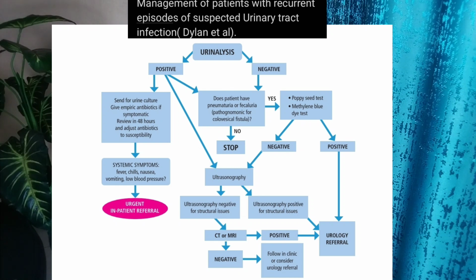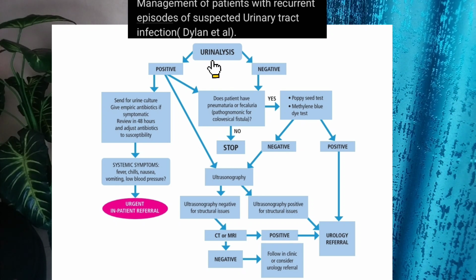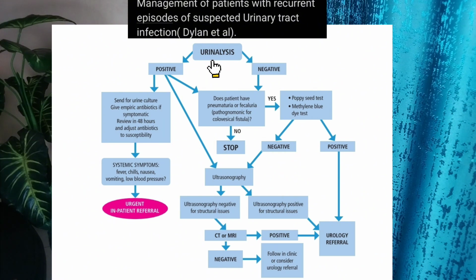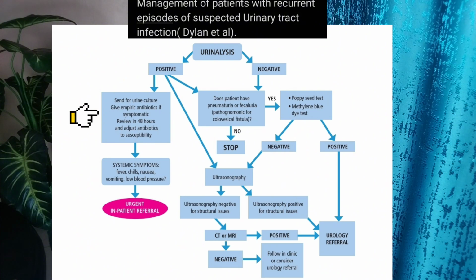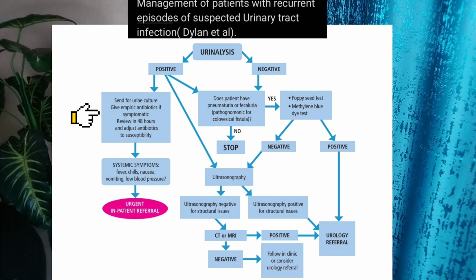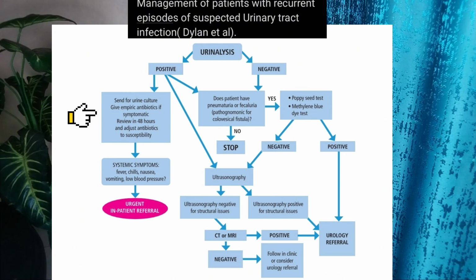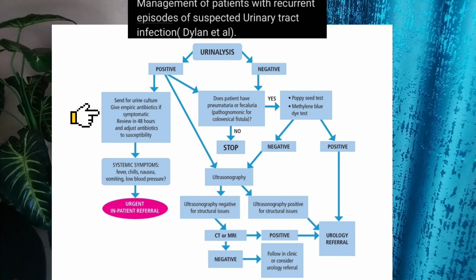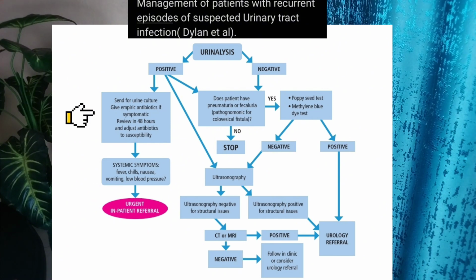For patients that fall into category 2, that is, they present with recurrent features of urinary tract infections, we also start by doing a urinalysis. And if the urinalysis is positive, we can send a sample of urine for culture and sensitivity. Then the patient can be given the conventional empirical antibiotics that are known to cure UTIs. And after about 48 hours, when the results of the culture and sensitivity have come back, we can switch to the medications that have shown to kill the bacteria as per the results of the culture and sensitivity.